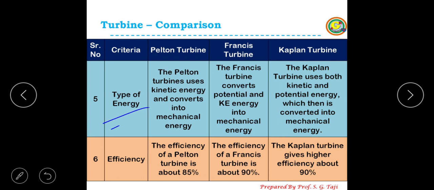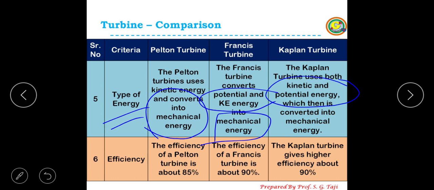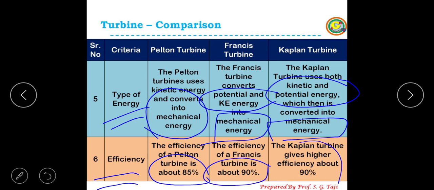Fifth criteria: type of energy. The Pelton turbine uses kinetic energy and converts it into mechanical energy, whereas Francis turbine converts potential and kinetic energy into mechanical energy, whereas Kaplan turbine uses both kinetic and potential energy, which then is converted into mechanical energy. Sixth criteria: efficiency. The efficiency of a Pelton wheel turbine is about 85%. Francis 90%. Kaplan is also 90%.